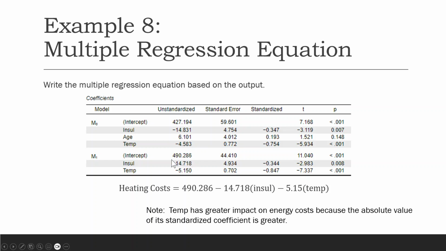Now, if you were to just look at the unstandardized coefficient here, just because insulation has the larger absolute value unstandardized coefficient, it may make you think that insulation has more of an impact on heating costs. But that can be misleading because of the units of these variables as well as the units of heating costs. And so we use the standardized regression coefficient to get the level of importance of each of those significant predictors. Temperature has more of an impact on heating cost compared to insulation. They're both significant, but temperature has more of an impact.